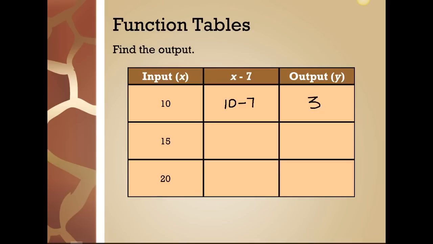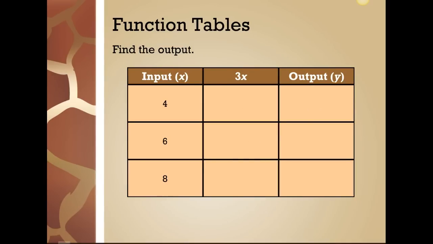Next, we will plug 15 into the function, and we have 15 minus 7, which equals 8. And finally, we'll plug 20 into the function. 20 minus 7 equals 13. As you can see, the output depends on what we put into the function rule.